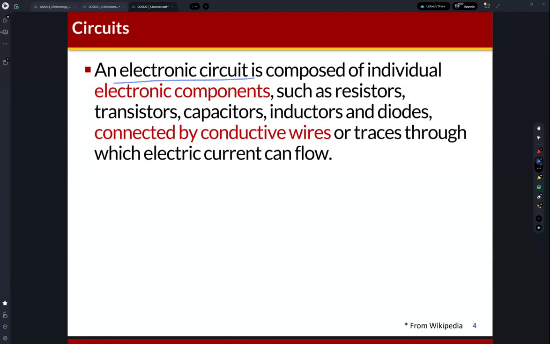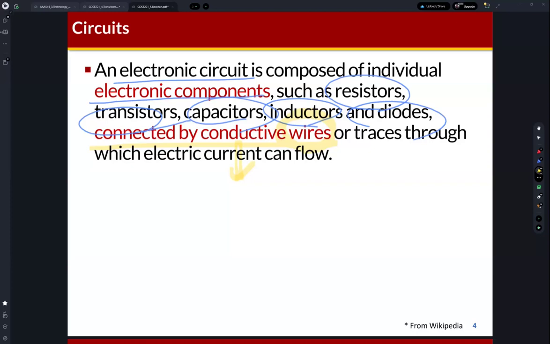An electric circuit is composed of individual electronic components. These are examples of electric components: resistors, transistors, capacitors, and so on. These components are connected by conductive wires. Conductive wires means it is a conductor, right? Electric charges can flow via conductive wires. This is the definition of an electric circuit.